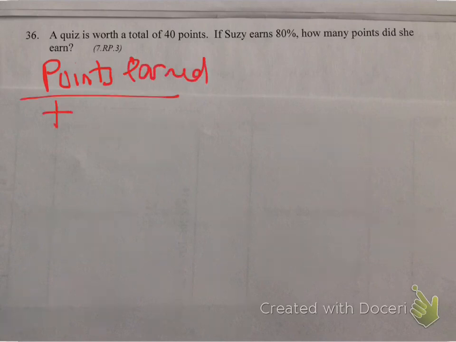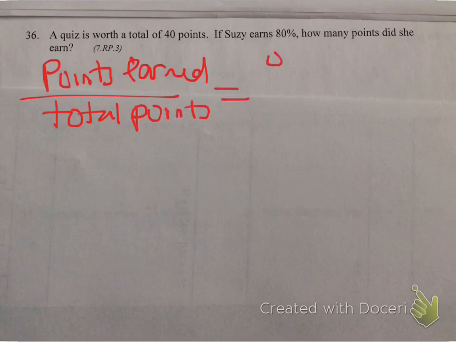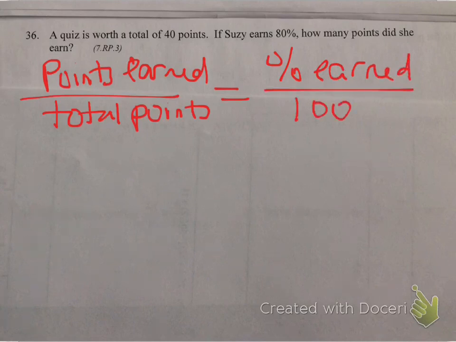Okay, 36, we have a quiz is worth a total of 40 points. If Susie earns 80%, how many points did she earn? This goes back to Chapter 5, Section 2, when we were just writing the proportions and we weren't solving them, but now we could solve them because we know how to. So that was when we had points earned over total points. And we set that equal to our percent earned over our total percent, which is always 100.